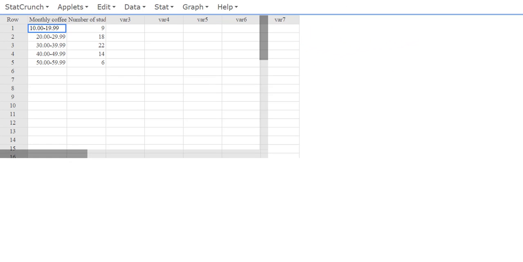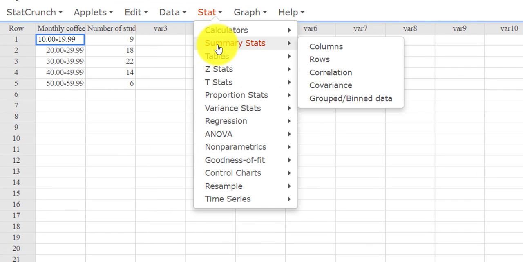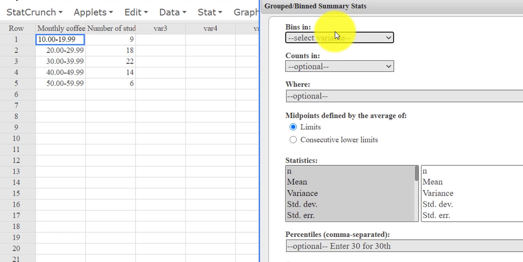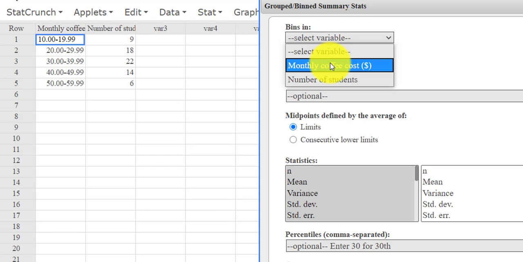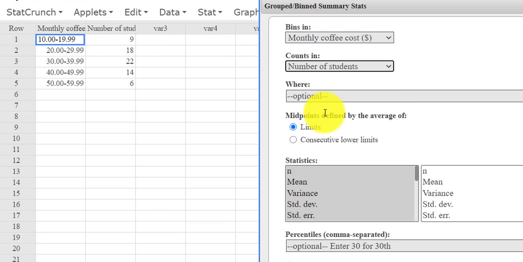So I press stat, summary stats, but this time my data is grouped. Okay, so the bins start with the monthly coffee, and the counts are in the number of students. And we want to use consecutive lower limits.